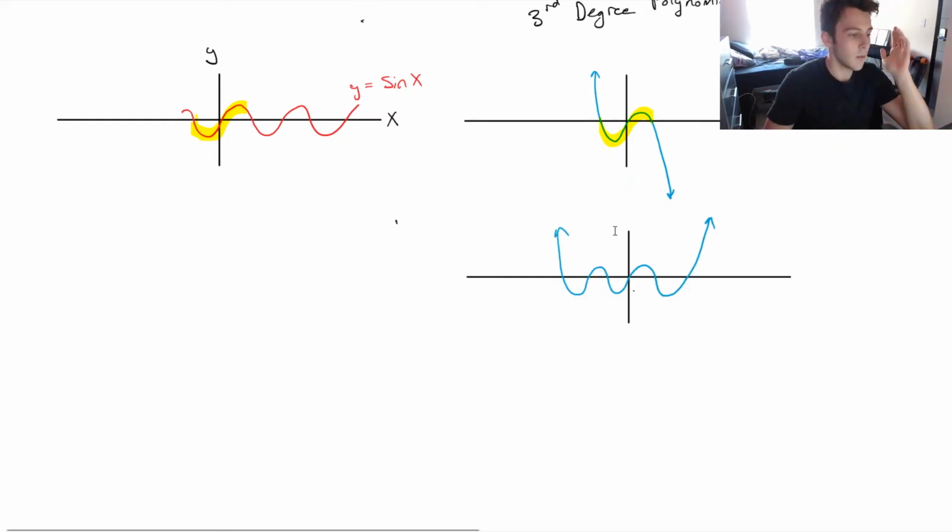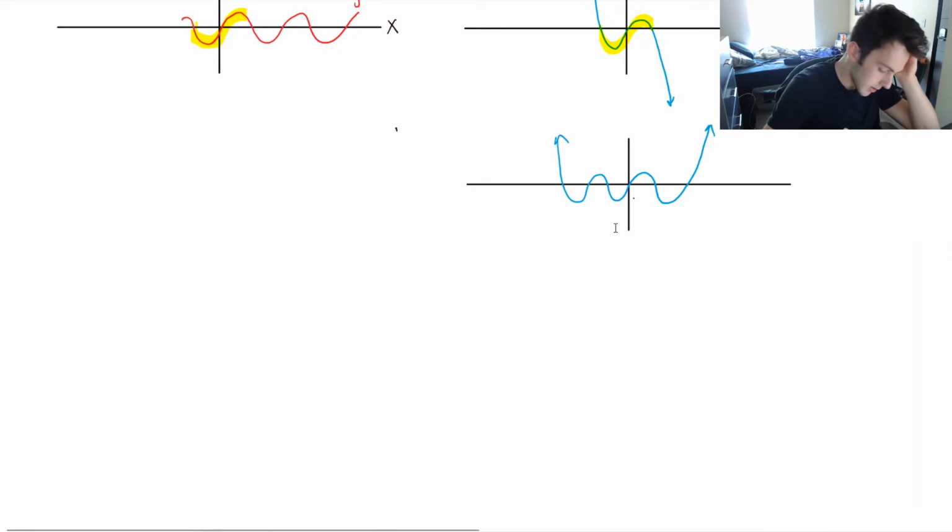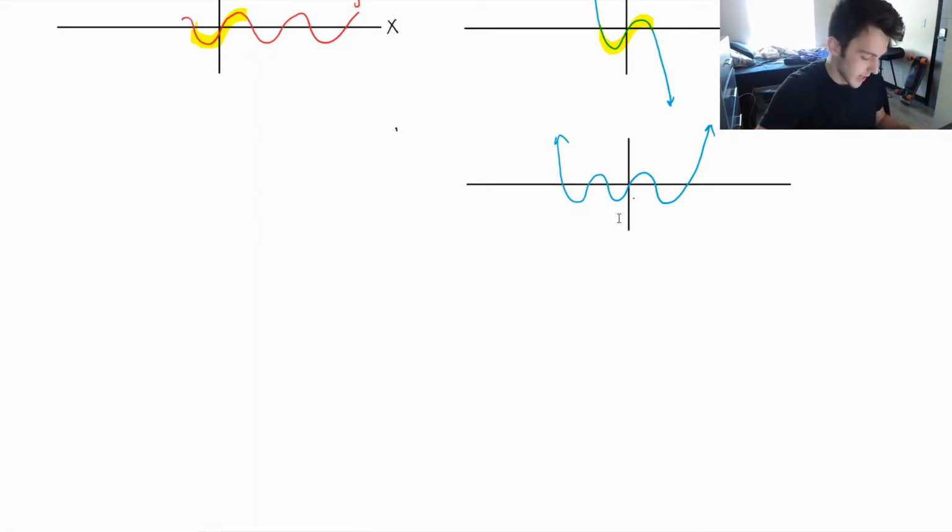That's just some random example. So how many roots would this polynomial have? 1, 2, 3, 4, 5, 6. I've got 6 roots, so this could be a 6th degree polynomial. It looks something crazy like this, maybe even higher, right?